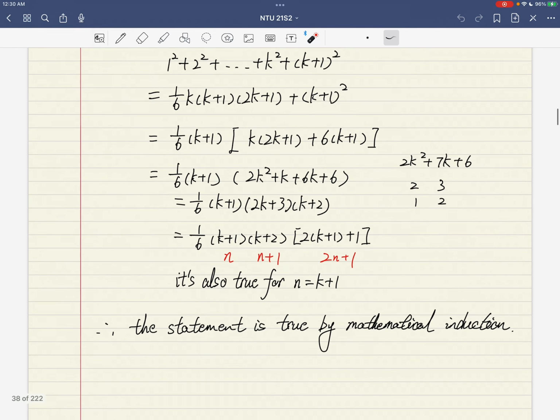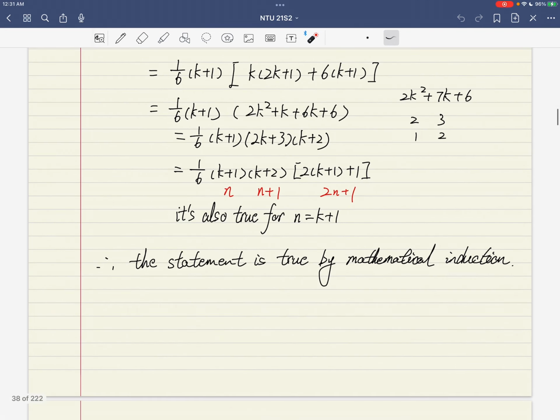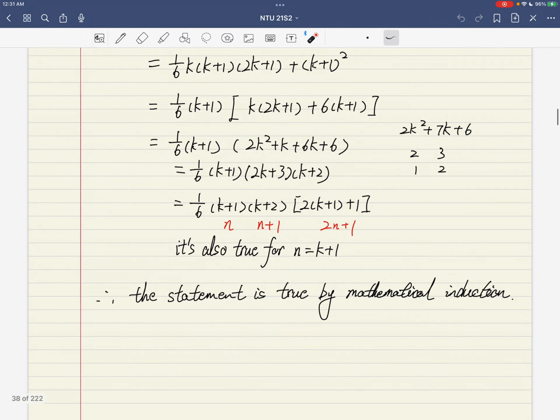So we can replace 1 squared plus 2 squared plus all the way to k squared with 1 over 6 k times k plus 1 times 2k plus 1, then plus k plus 1 squared. Then there's a common factor k plus 1. So we put the common factor k plus 1 out. So it becomes 1 over 6 times k plus 1 times the first part, k times 2k plus 1, and the second part, plus 6 times k plus 1.